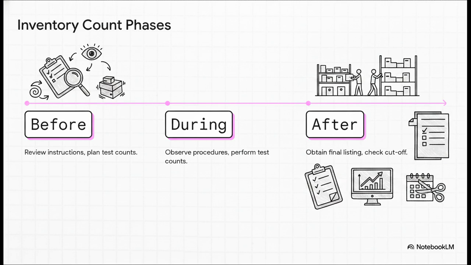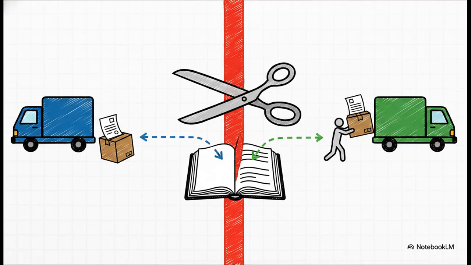During the count, and remember our verbs here, you observe the staff to ensure they're following those instructions, and you perform your own test counts on a sample. Then, after the count, you make sure the physical quantities you literally just witnessed are accurately transferred over to the final inventory valuation listing. Now, embedded right at the end of that inventory process is perhaps the absolute most heavily tested concept, cutoff. Cutoff testing is basically your primary defense to ensure management hasn't accidentally or maybe intentionally blurred the lines between this year's goods and next year's.